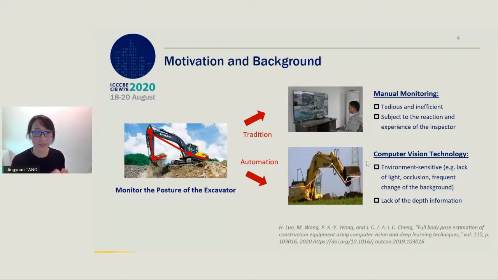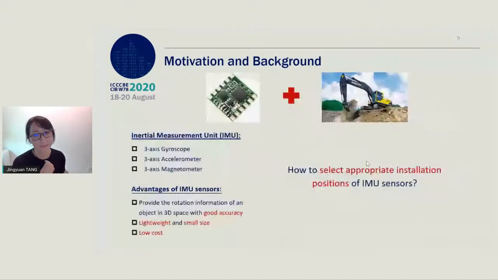Traditionally, we need to monitor the posture of the excavator. Usually we use manual monitoring, but it has many disadvantages. To address this problem, we use computer vision technology. Although it has good performance, there are still some problems like environment sensitivity and the lack of data information. To address this problem, we try to attach an inertial measurement unit to the excavator for posture estimation.